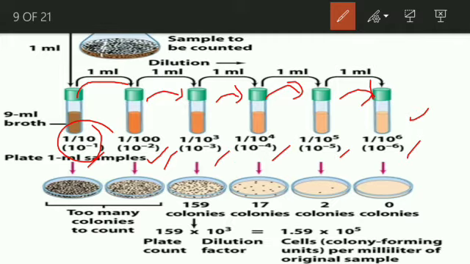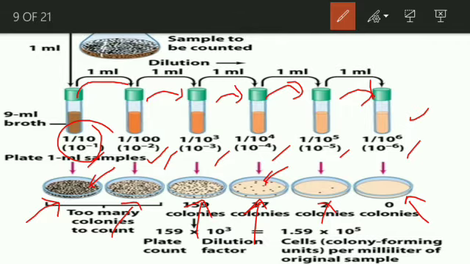Now what you have to do is take the 10 to the power of minus 1 tube and inoculate it onto a Petri plate. You do this for each and every dilution. After 24 hours or 2 days, the colonies will develop. You can see the colonies here; these are nothing but bacterial colonies. Now you will count the bacterial colonies.